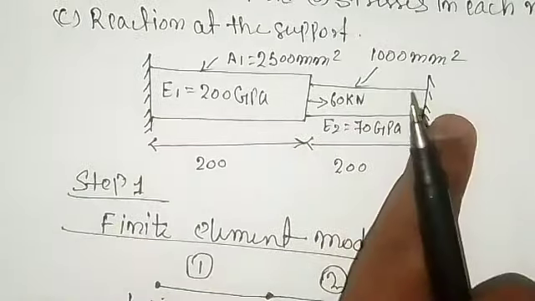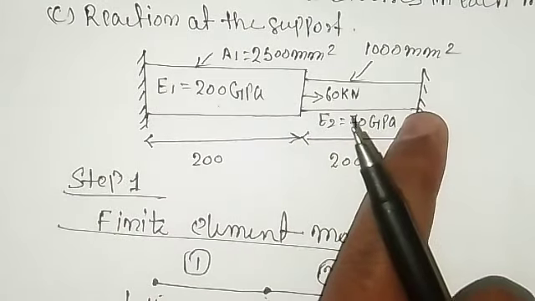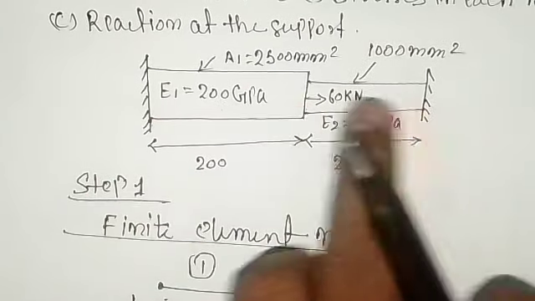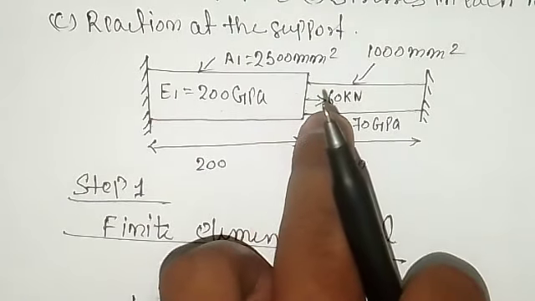Support is this one and this one, means R1 and R2 you have to find. Reaction we are denoting by R1 and R2, right? So here and here you have to find. Here you don't have to find out the reaction, the load is given.